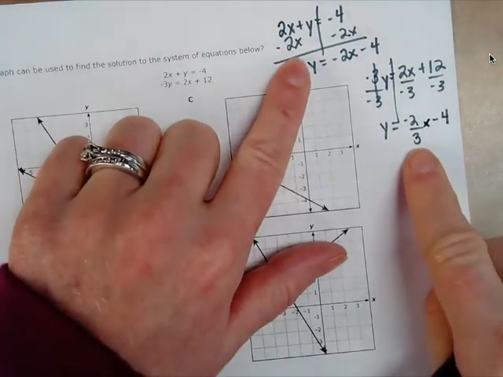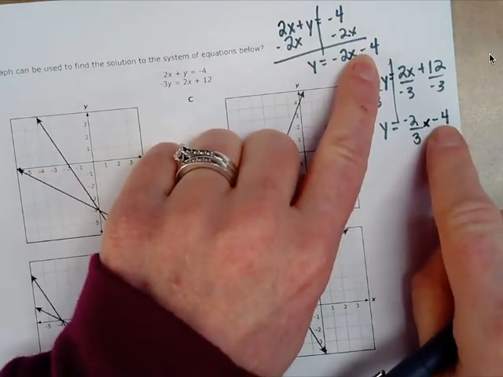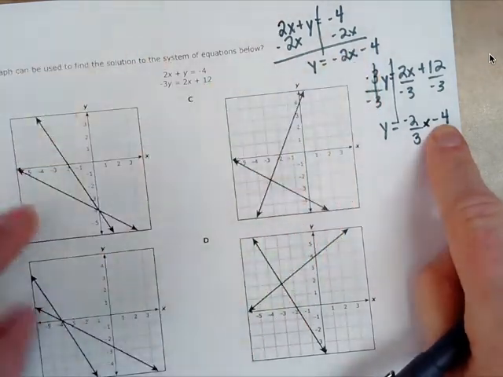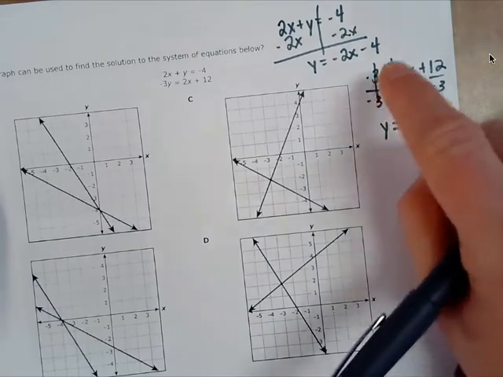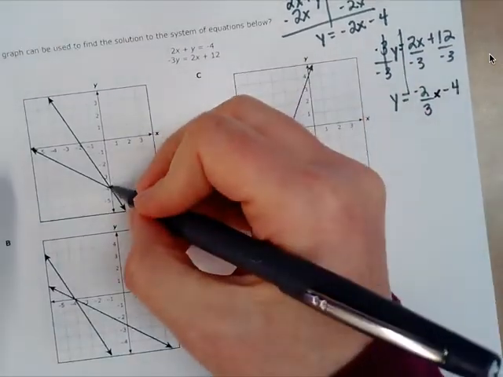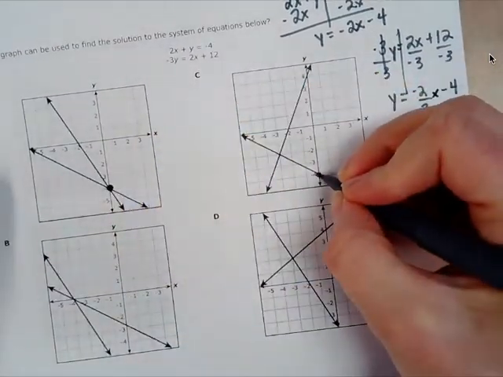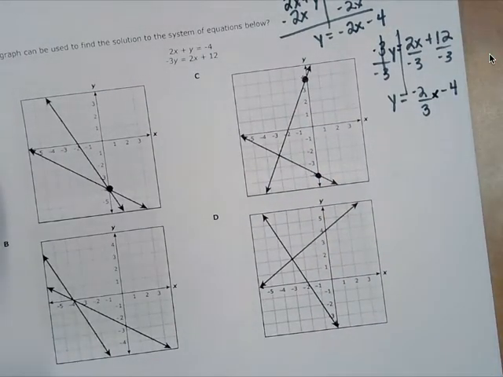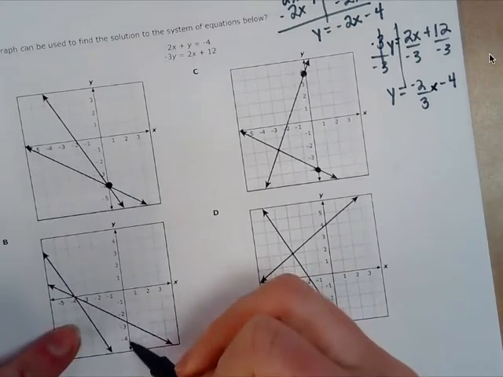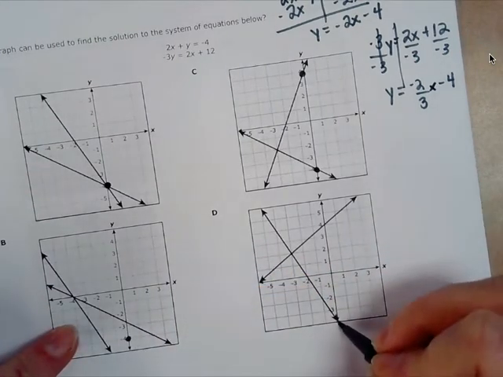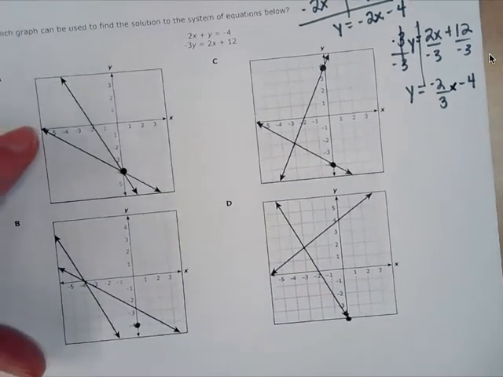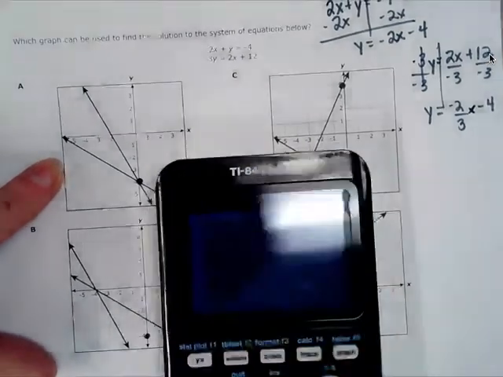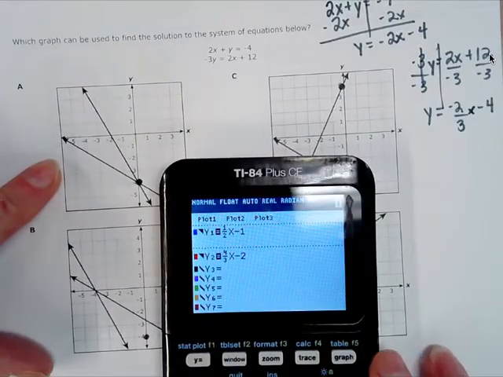Real quick, look at our equations. What do they have the same of? Same y-intercept. So that's going to be your intersection point. They both have a y-intercept of -4. That one doesn't. That has a +4 and a -4. This one doesn't even go through there. That one just has 1. I think the answer is this, but let's check it in the calculator.